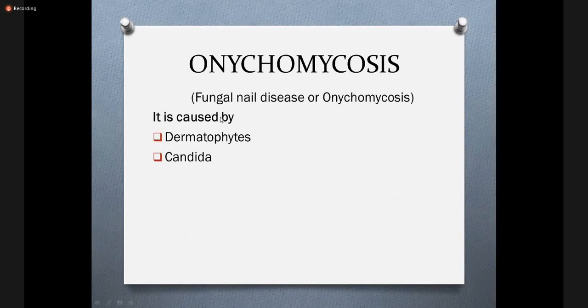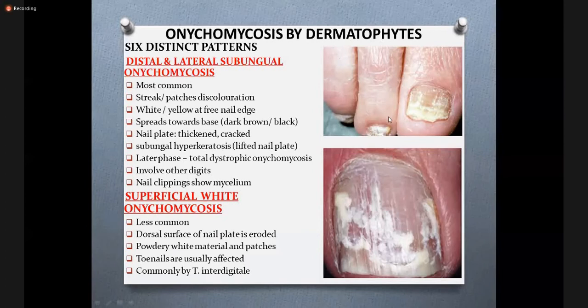Onychomycosis caused by dermatophytic infection has a distinct pattern. Distal and lateral subungual onychomycosis. Subungual, ungual means nail. This is the distal part. Usually nail infection. This is the most common variant of onychomycosis, distal and lateral subungual onychomycosis. The nail becomes discolored, hyperkeratotic, a thick nail. And it can involve other tissue.